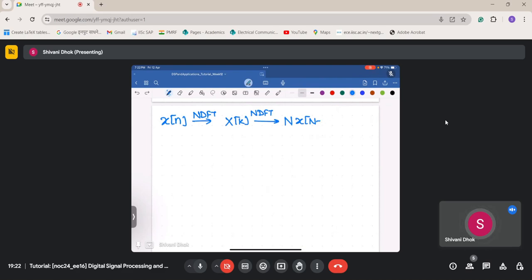or let's say some other thing, L. Then if I find its DFT again, I will get, this is a flipped version, so I'll get N times x of N minus m.